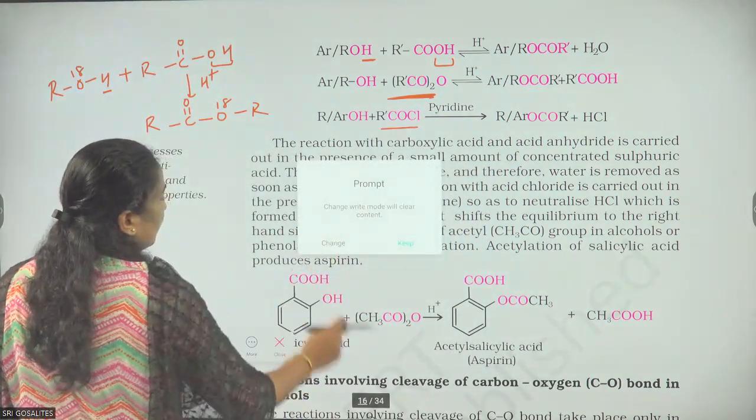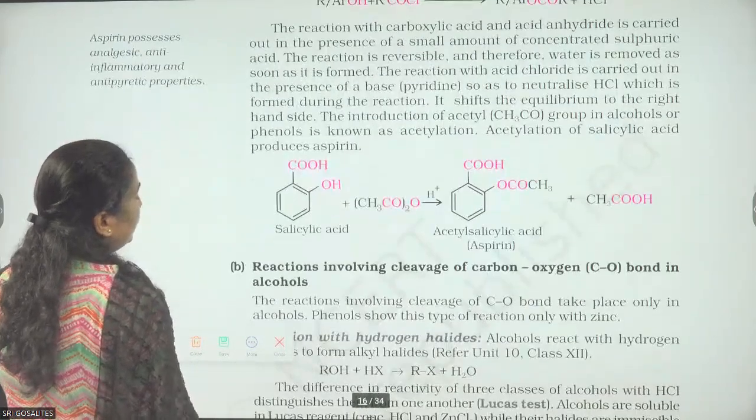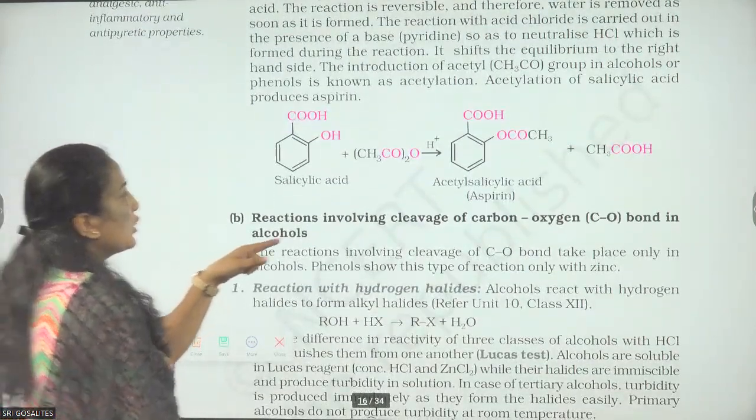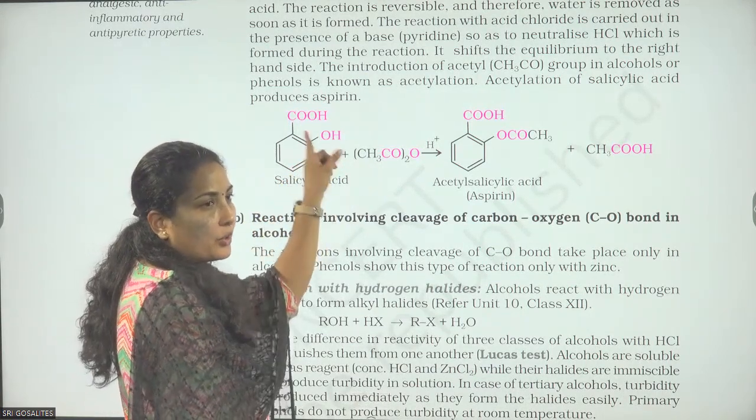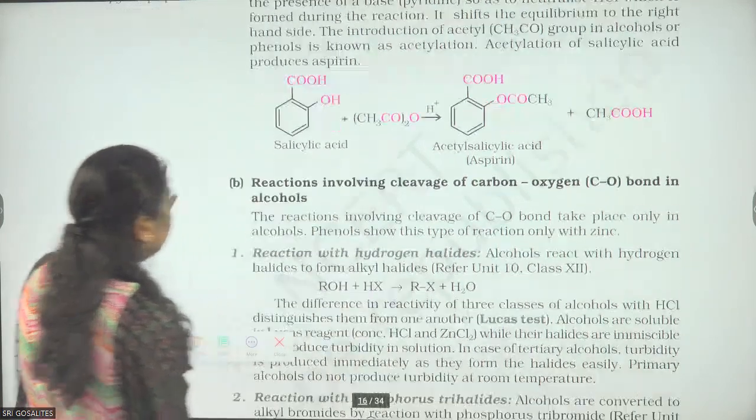So this one also you must remember, salicylic acid. You are doing the esterification of it. Basically, esterification needs alcohol and acid anhydride. So you can remove the CH3CO group from there. Okay.